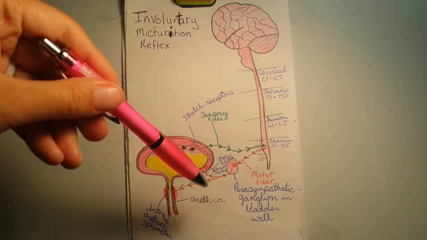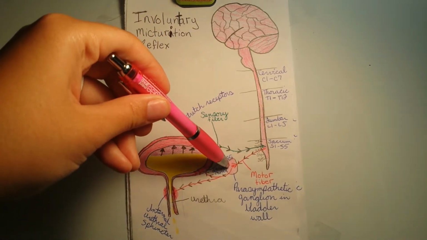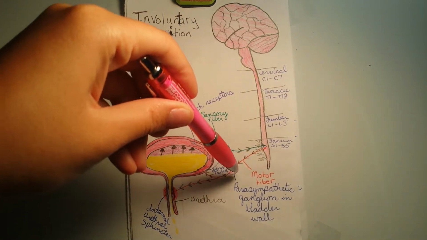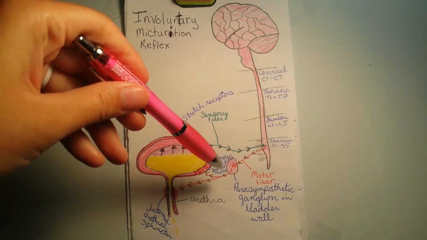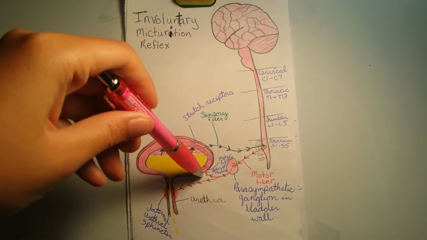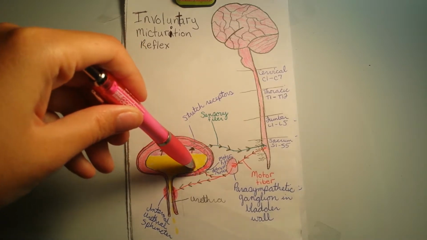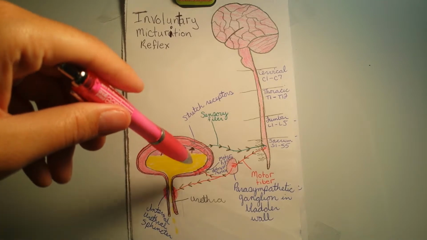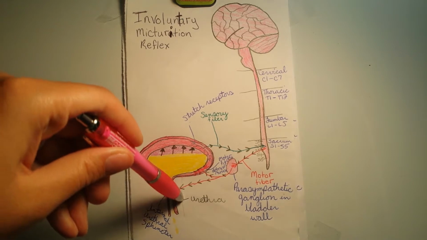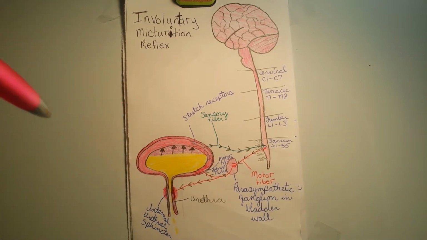It will travel back to the bladder by motor fibers into the parasympathetic ganglion in the bladder wall, and output from the ganglion excites the detrusor muscle within the bladder, which is right here, and it will relax the internal urethral sphincters, which are right here. This results in the emptying of the bladder. And that's the involuntary micturition reflex.